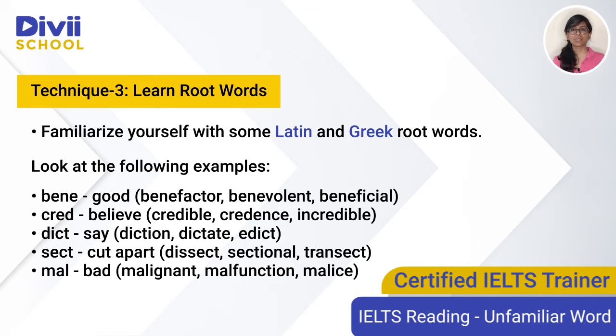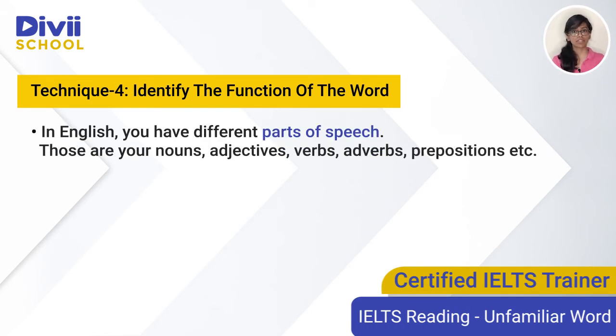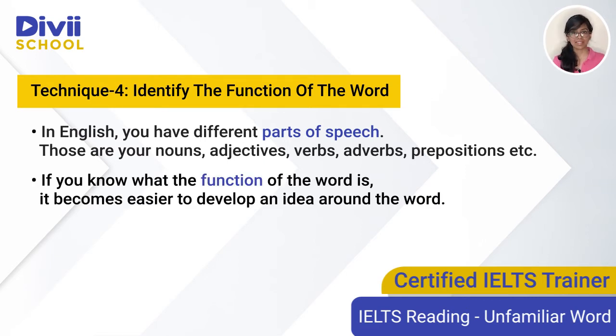Another thing that you can do is identify the function of the word in the sentence. In English, we have parts of speech such as nouns, verbs, adjectives, prepositions, etc. If you know the function of the word in the sentence, not the meaning but the function, then it becomes easier to identify and guess what the word could mean. You can develop an idea around the word or simply the sense of the word.